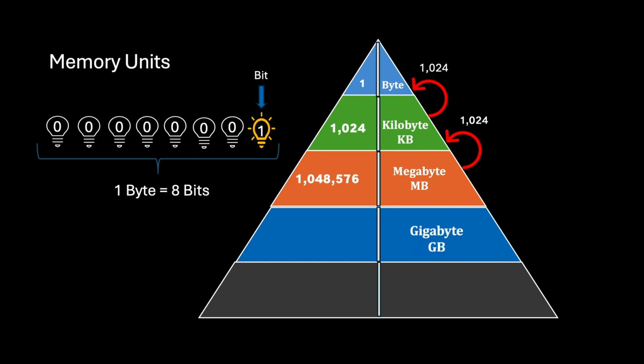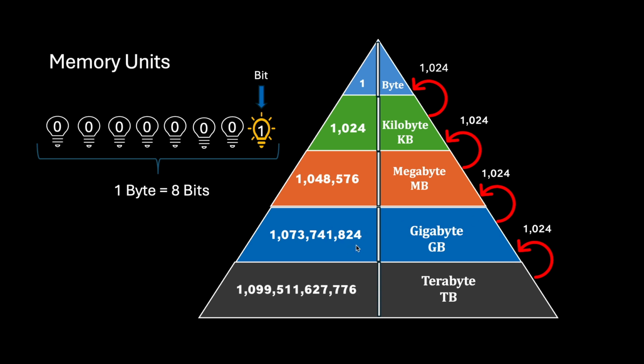Gigabyte, abbreviated GB, has a size of 1024 multiplied by the megabyte value, so we get this number. Finally, terabyte, abbreviated TB, has a size of 1024 multiplied by this value, so we get this number.